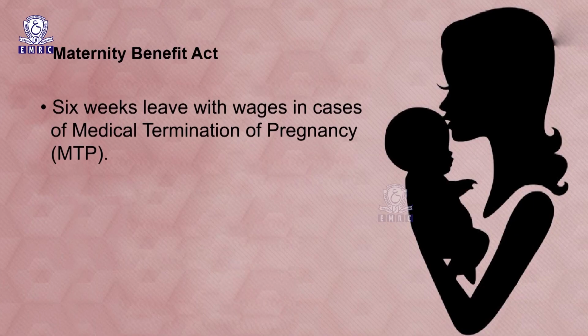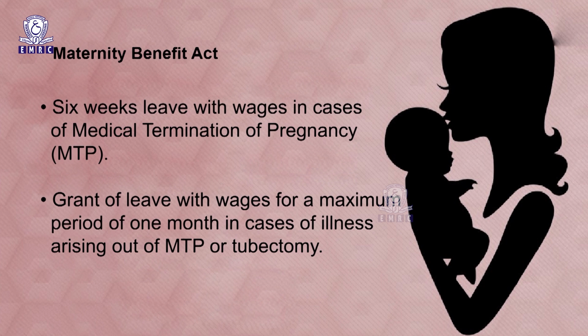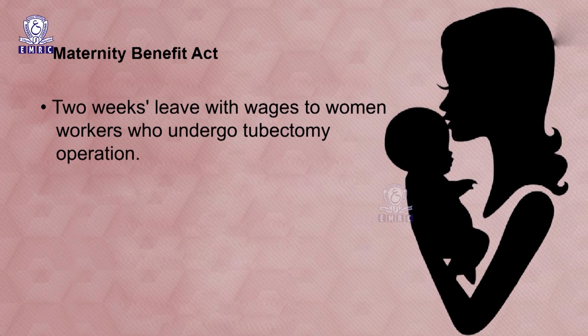So, with a view to encourage planned parenthood, the Act provides for 6 weeks leave with wages in cases of medical termination of pregnancy, grant of leave with wages for a maximum period of 1 month in case of illness arising out of MTP or tubectomy, and 2 weeks leave with wages to women workers who undergo tubectomy operation. A female employee can ask for light work for 1 month preceding the 6 weeks prior to her delivery or during these 6 weeks if for any reason she does not avail of her leave.